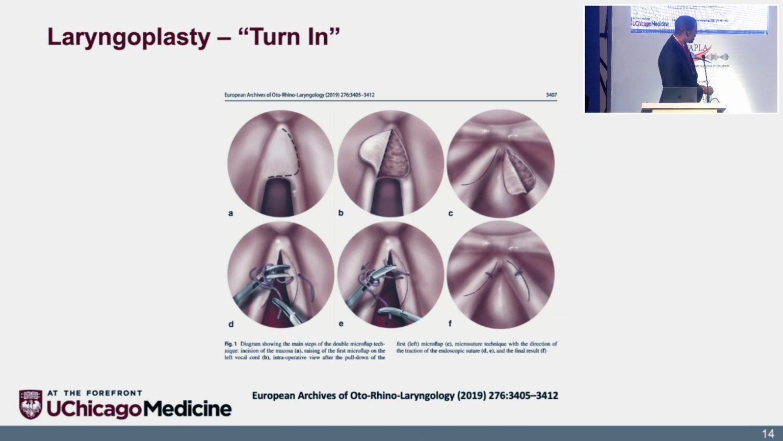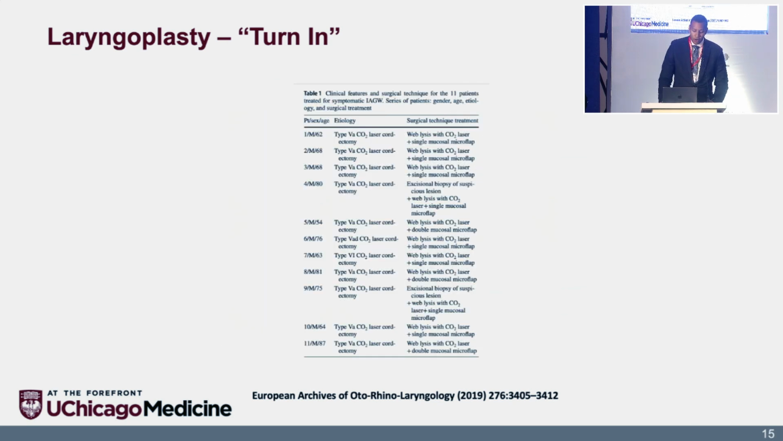This involves suturing on both sides and is a little bit more complicated than if you were just to suture one vocal cord or one side. So this tends to be a little bit more work than if you were to do just a rotational flap. There's a series of 11 patients that underwent this procedure.